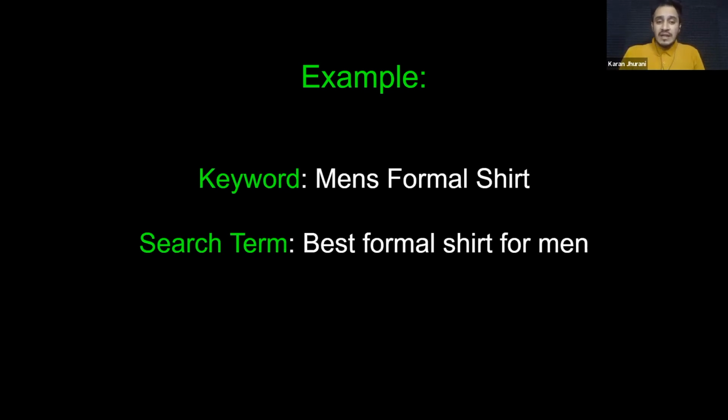Now, if we see a search term like, I want to open a formal shirt company, or I want to open a shirt manufacturing company, just by reading that, we get to know that the intention is not to buy a shirt from us, right? We get to know if our ads are reaching the right direction or not. So the keyword is men's formal shirt, and the search term is best formal shirt for men. Inside our Google Ads account, we'll be able to see what someone is typing in, and we will be able to decide if our ads are reaching the right direction or not, right?